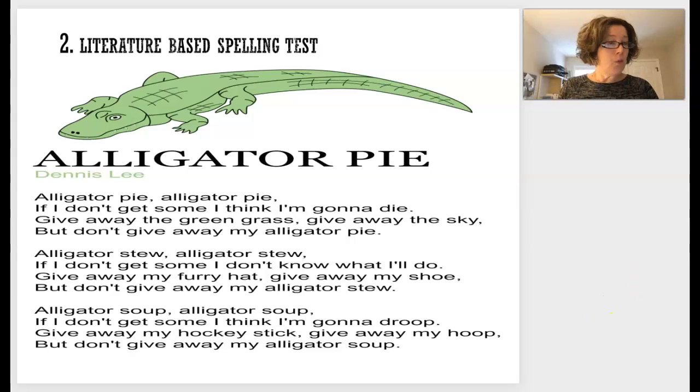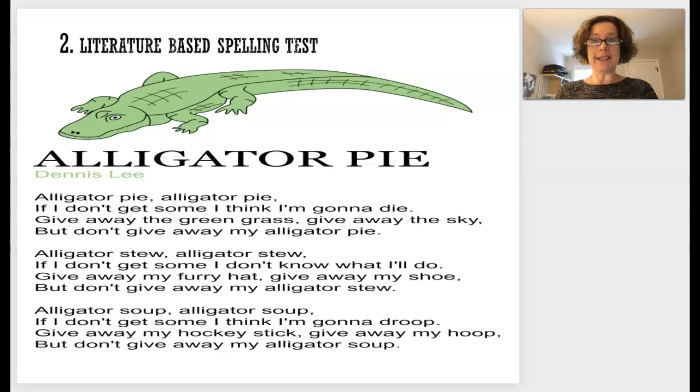Okay, what I'm going to do now, I'm going to read you Alligator Pie. This is a poem by Dennis Lee. And what I want you to do is pick out 3 interesting words that you as a student would like to have on your spelling test, and then 2 more words that are new to you or that you do not know how to spell. So here is the poem.